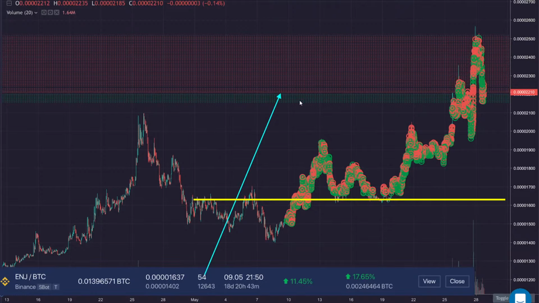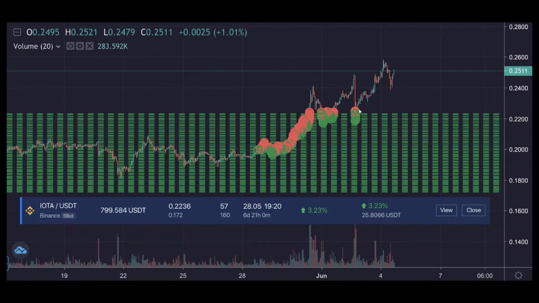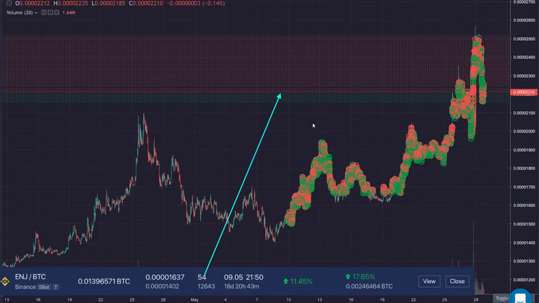Otherwise you would see something like this. Without trailing up enabled, you would just get stuck in this area, and the bot would only continue to trade for you if the price would fall back to this trading range. So do not forget about the trailing up.